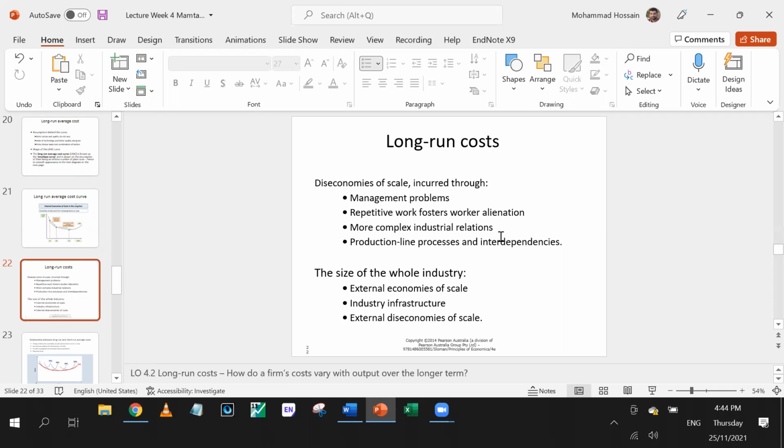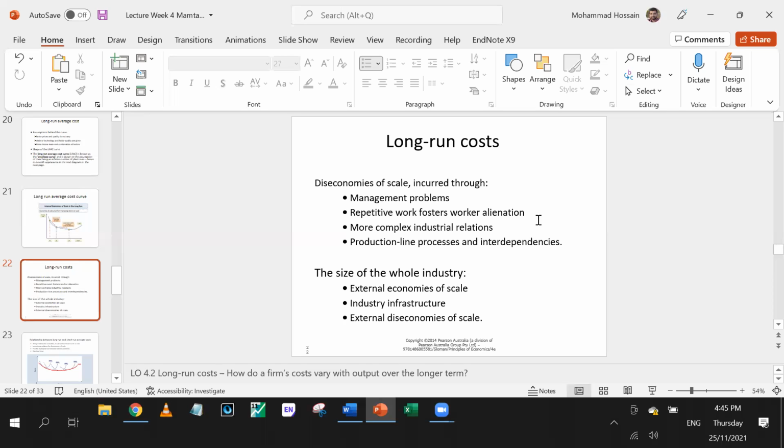How does it happen? Management problems. Repetitive work fosters worker alienation. Sometimes productivity goes down because doing the same work is monotonous. There are also more complex industrial relations, production line processes and interdependence. These are the different factors that cause diseconomies of scale because of management problems.